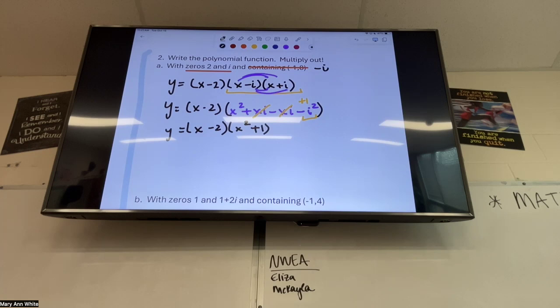That's why we want to get it down to this form, because we don't normally see it with the i's, but this is what it would be otherwise. Let's go ahead and keep multiplying out, multiply it all the way out, so I just have x's left. So we FOIL that. So I get y equals x to the third minus 2x squared plus x minus 2.